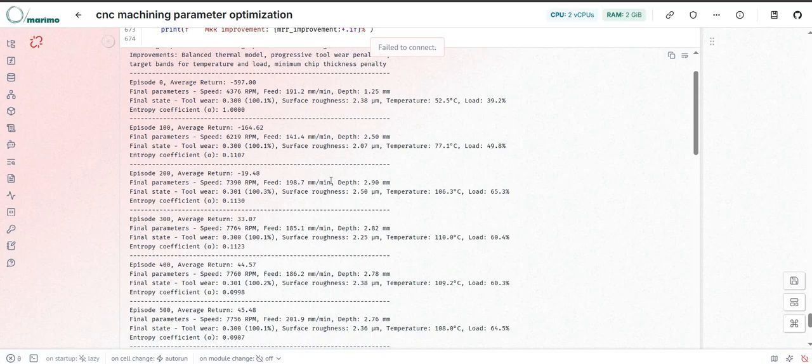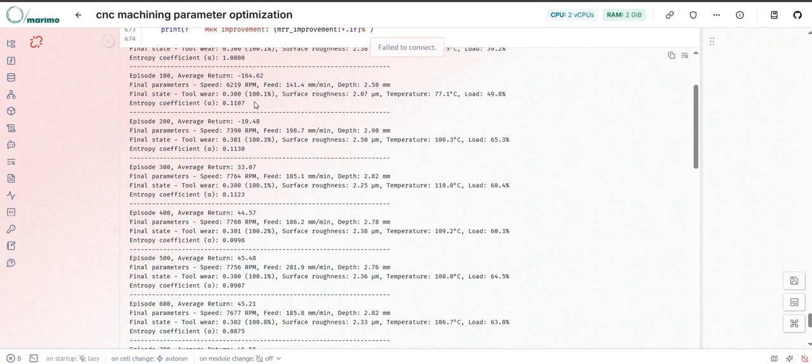By this point, spindle speed increased to 5400 RPM, feed dropped to around 160 millimeters per minute, and depth of cut was higher at 2.69 millimeters. Surface roughness improved to 2.2 micrometers, and temperature rose to 85 degrees Celsius. Alpha also decreased to 0.097, which means the exploration was already getting smaller.